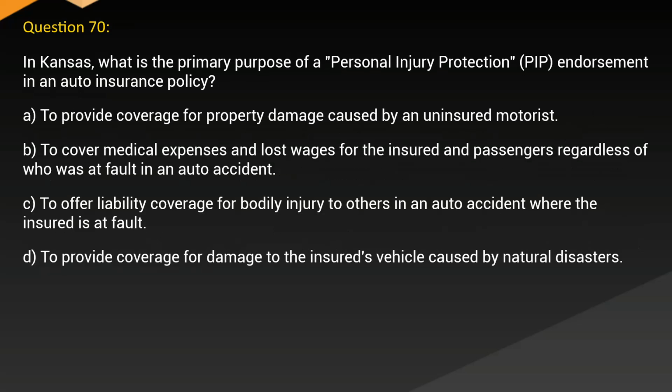Question 70. In Kansas, what is the primary purpose of a personal injury protection (PIP) endorsement in an auto insurance policy? A. To provide coverage for property damage caused by an uninsured motorist. B. To cover medical expenses and lost wages for the insured and passengers regardless of who was at fault in an auto accident. C. To offer liability coverage for bodily injury to others in an auto accident where the insured is at fault. D. To provide coverage for damage to the insured's vehicle caused by natural disasters.